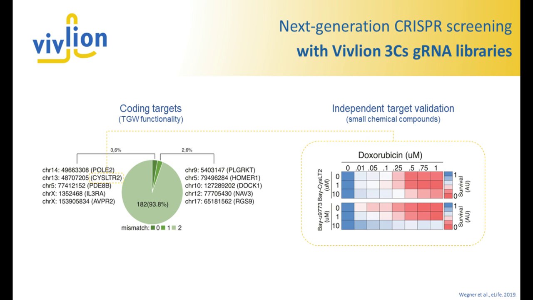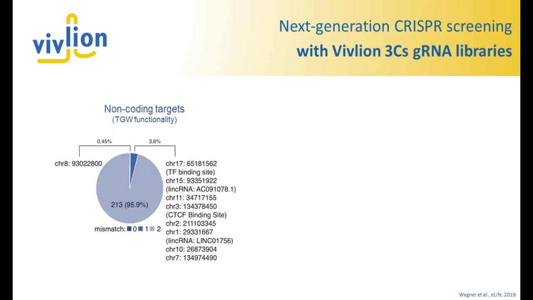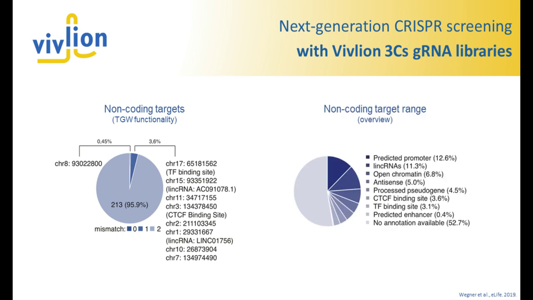However, these were only the coding targets, and of course more interesting were the non-coding ones. When we now look at non-protein codings, I just click on the next slide as well, so we have the summary here. We did see, of course, on the left side also an enrichment in hits while allowing mismatches, which is not too surprising.